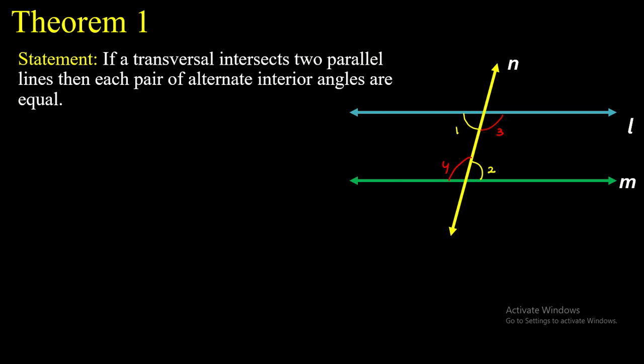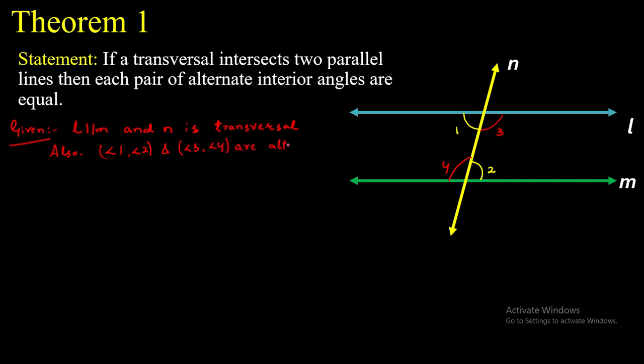So the statement says here that if a transversal intersects two parallel lines, that means L is parallel to M and N is the transversal. Also, it's given that angle 1, angle 2 and angle 3, angle 4 are alternate interior angles.